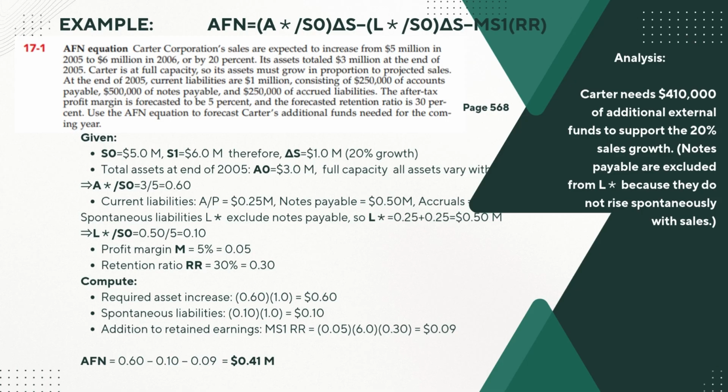In short, Carter needs $410,000 of additional external funds to support the 20% sales growth. Notes payable are excluded from L star because they do not rise spontaneously with sales. Okay, on to the next slide.